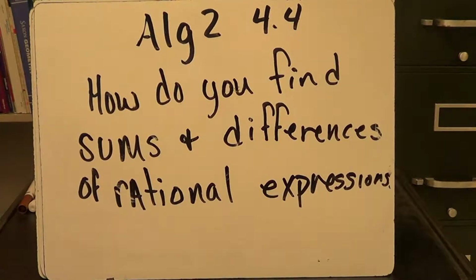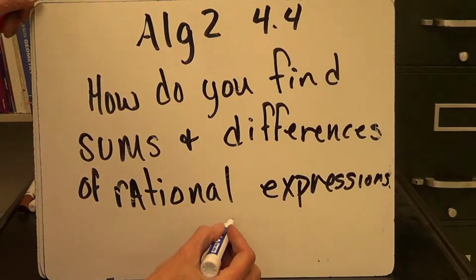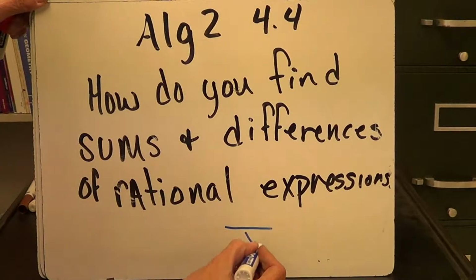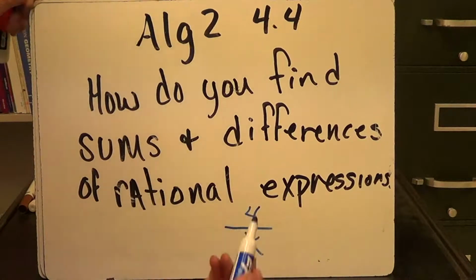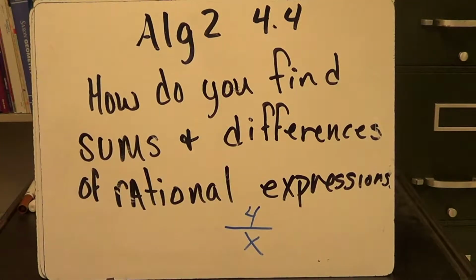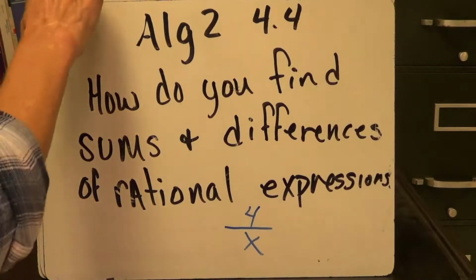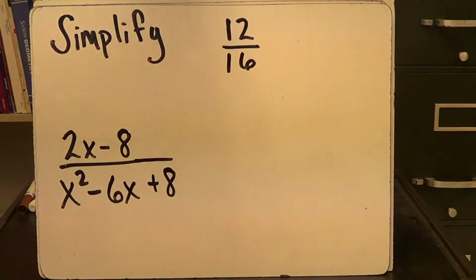How do you find sums and differences of rational expressions? Now remember, rational expressions are any time that we end up with a fraction and a variable on the bottom. So that's a rational expression right there. Okay? So let's take a look at what happens with these.